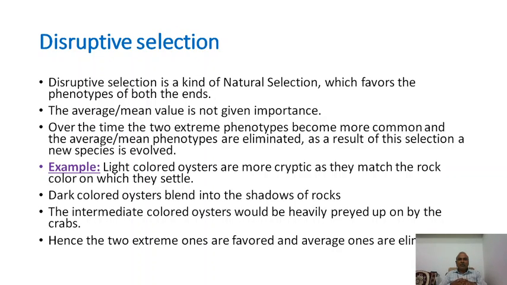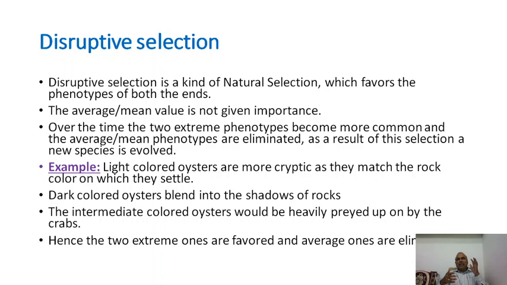We have two examples here to explain disruptive selection. The oysters, shells, you see oysters. There are three varieties of oysters: light color oysters, dark oysters, and intermediate color oysters. Let us see the case.